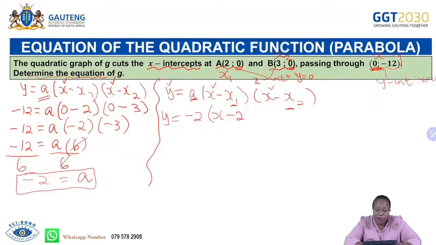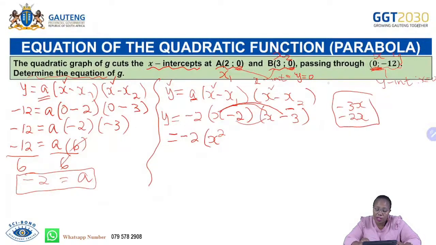It's the minus from the equation and the 2 from x1. We leave x minus x2, which is 3. Now let's write this in standard form. We have negative 2. This will be x times x, that is x squared. x times minus 3 is minus 3x. Minus 2 times x is minus 2x. If you add these two, they give you minus 5x. Negative 2 times negative 3 is a positive 6.